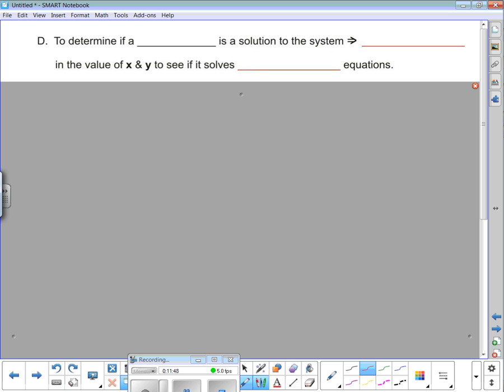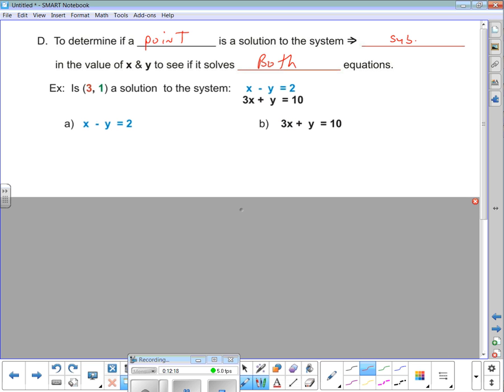All right, so D. To determine if a point is a solution in the system, and I showed you this earlier on in the introduction, just sub in the value of x and y to see if it solves. And again, here's the key, both equations, right? You got to solve both. As I showed you earlier, a point along one may solve the one, but it's got to solve the other. That's the point of intersection. So here's a situation. We're asked, is the point 3, 1 a solution to this system right here?